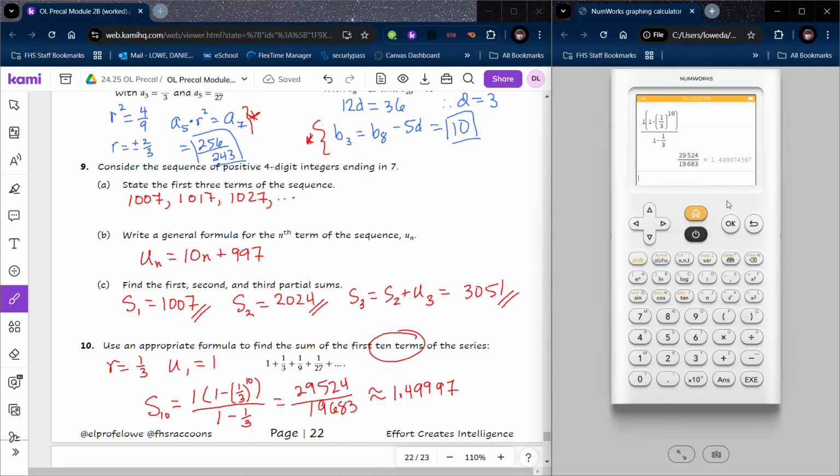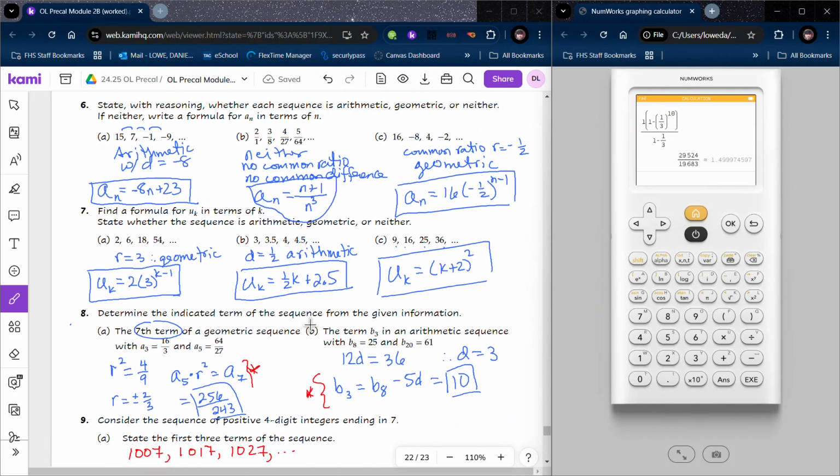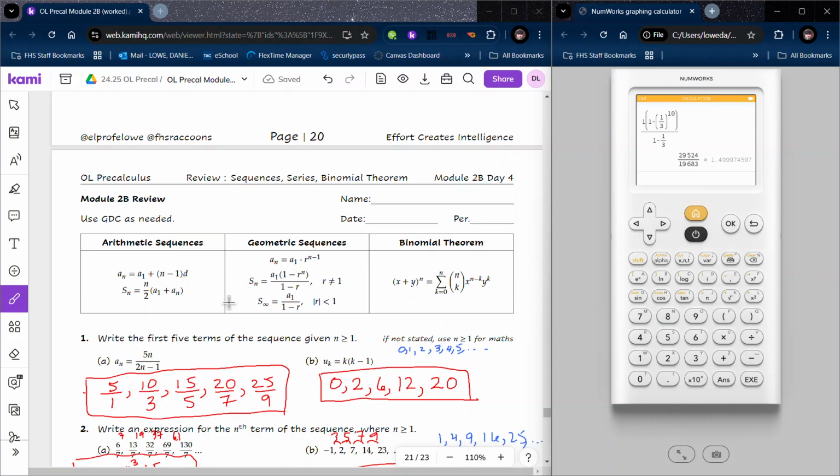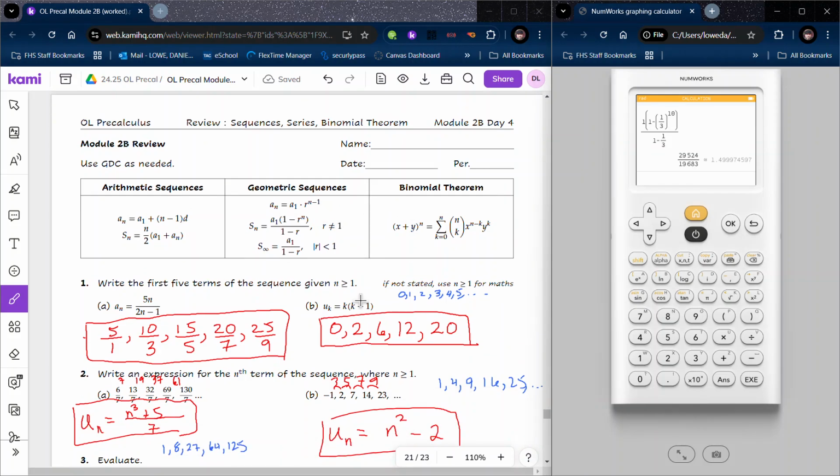It's important that we understand our formulas. It's important that we know the formulas are provided for us, and they will be. You'll have these formulas provided for you, but the more you understand them, the better you're going to do.